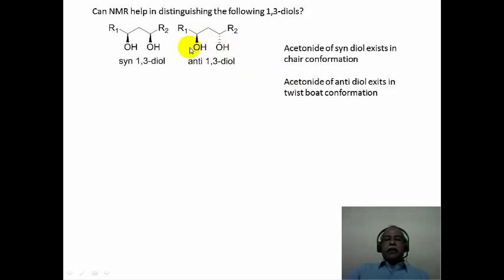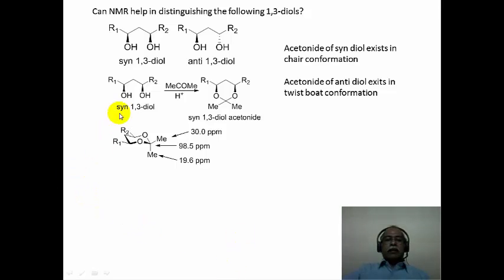Whereas in the case of the anti-diol, the acetonide exists in a twist boat conformation. What do we mean by this chair conformation and twist boat conformation? This is the reaction I am talking about. When the molecule is treated with acetone in the presence of a trace of acid, it forms this cyclic ketal as the product, which we call acetonide. The syn-diol acetonide is shown here. The syn-diol acetonide has these two carbon-oxygen groups pointing in the same direction. As a result, it can exist in a chair form conveniently.